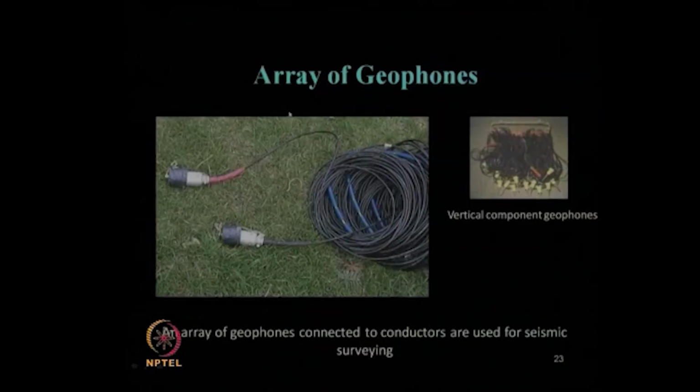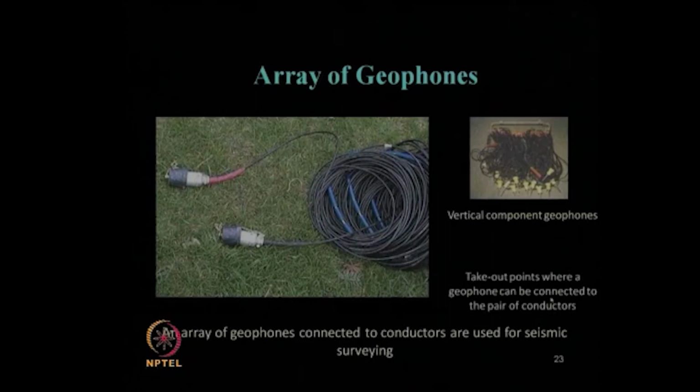These are showing an array of geophones. You can see over here, these are an array of geophones. An array of geophones connected to the conductors are used for seismic surveying, like whether seismic refraction or seismic reflection technique, we use these geophones, and these are vertical component geophones. These are takeout points where a geophone can be connected to the pair of conductors through these points.